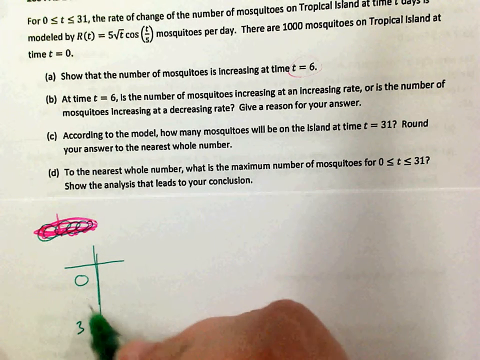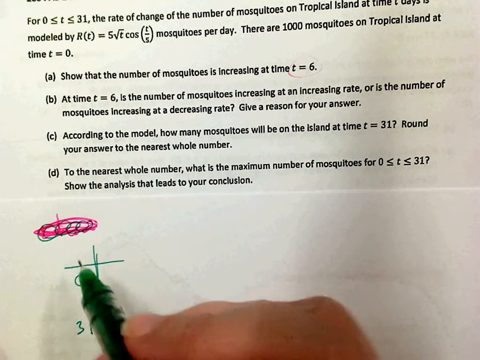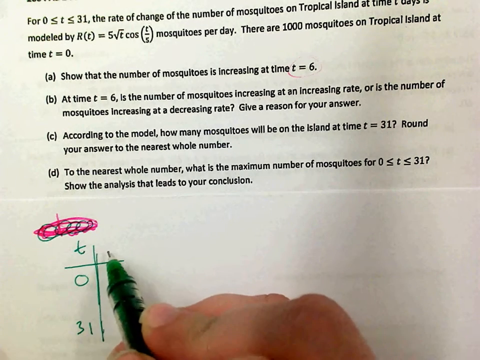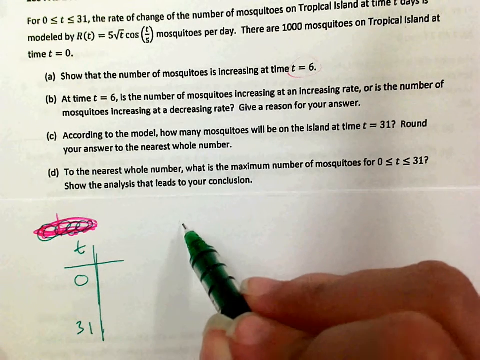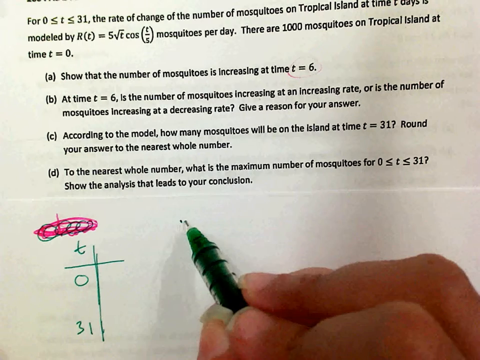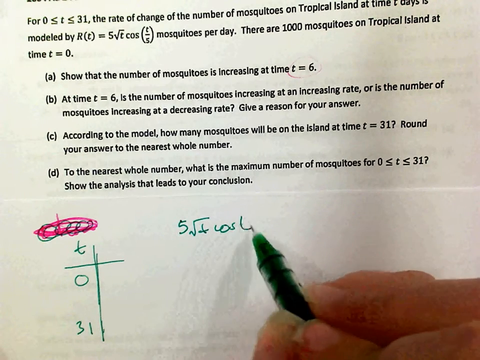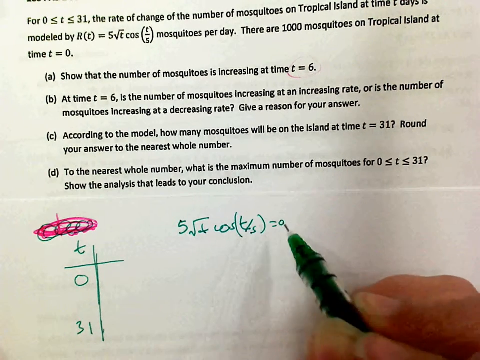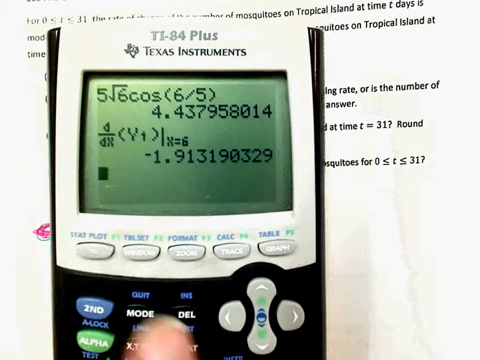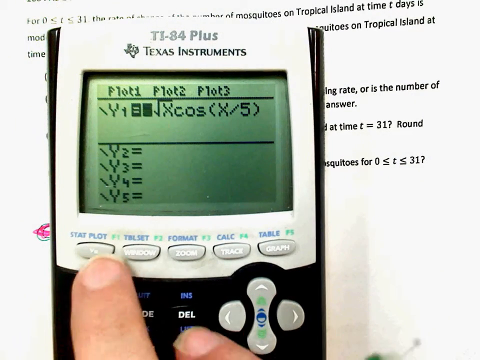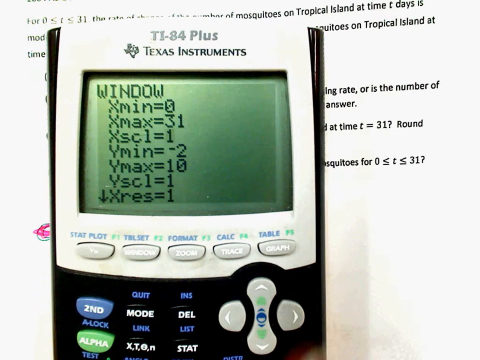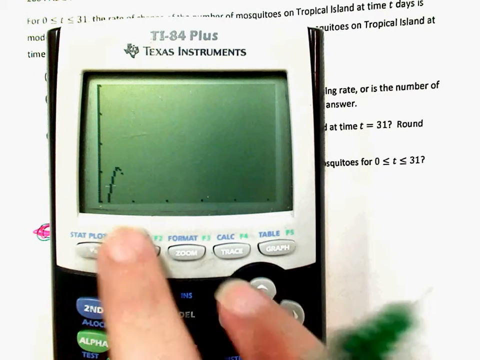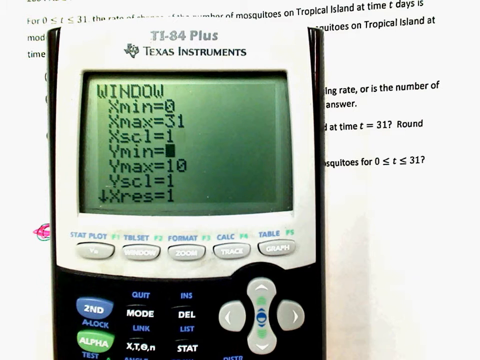How do I find critical points? Okay, you set the derivative equal to 0. So when 5 square roots of t cosine of t over 5 equals 0, right? So you write that down. You go ahead and just graph it from 0 to 31. So window 0 to 31. I'm going to go negative 6 to 6. Oh, crap. Yeah, I changed my scale. Negative 6 to 6. Graph.